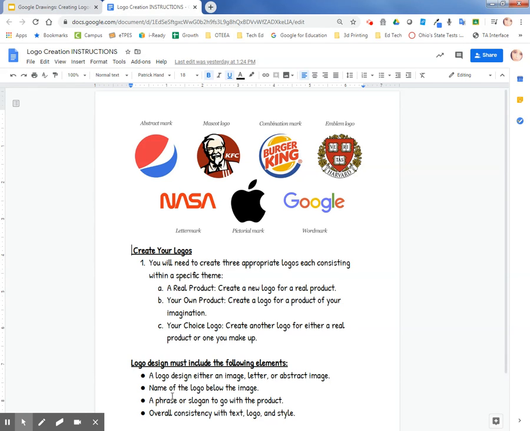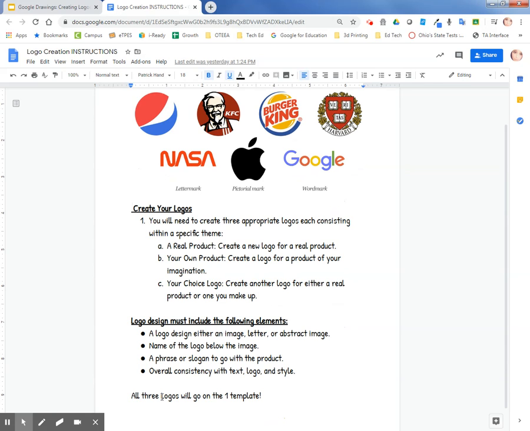Your logos will either be image, letter, or abstract. Name the logo below the image, add a phrase or slogan to go with the product, and keep it overall consistent. You have to look at the consistency of the text, logo, and style. All 3 logos will go on one template, not like the memes, just one template. Okay? Have fun, enjoy.